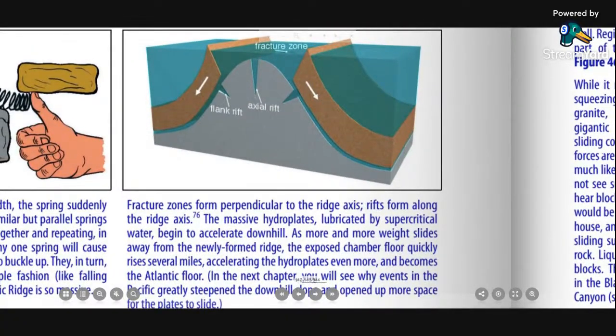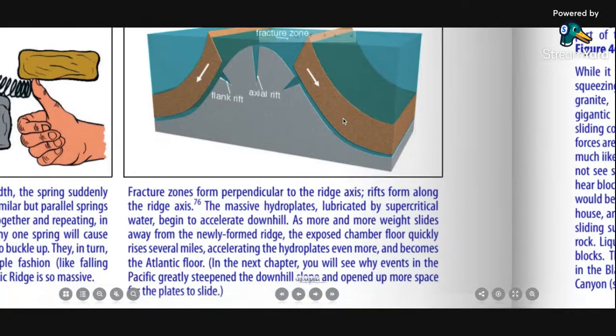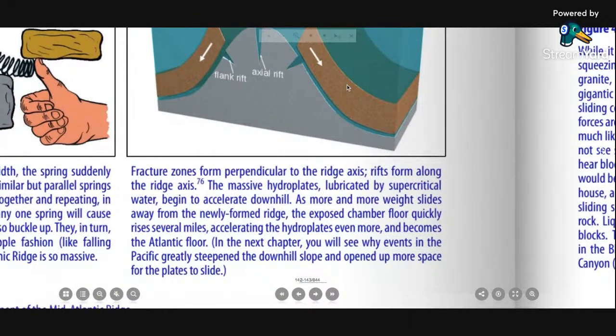Fracture zones form perpendicular to the ridge axis, rifts form along the ridge axis. The massive hydroplates, lubricated by supercritical water, begin to accelerate downhill. As more and more weight slides away from the newly formed ridge, the exposed chamber floor quickly rises several miles, accelerating the hydroplates even more, and becomes the Atlantic floor.